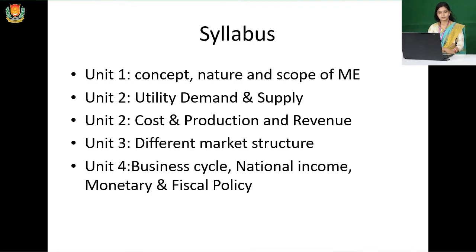Unit 4 is related to the different market structures. There are two types of markets, perfect competition and imperfect competition. In imperfect competition, there are different forms of markets. We can see monopolistic markets, oligopoly, monopoly, duopoly. These are the different forms of markets. In this market structure, how does one decide the price, how is the price determined in these different market situations, like in the short term and long term.